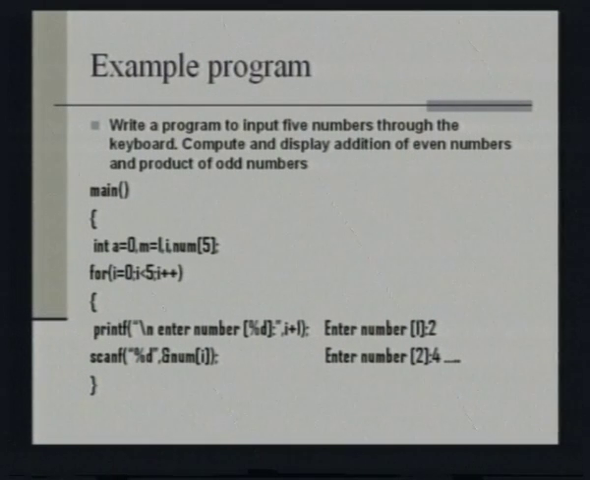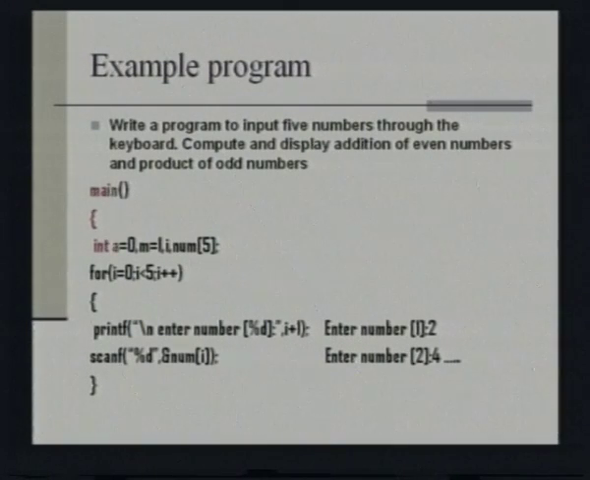This is an example program for 1D arrays: a program to input 5 numbers through the keyboard, compute and display the addition of even numbers and the product of odd numbers. So I am entering 5 numbers. In that I may enter even numbers or odd numbers. The program is supposed to identify the even numbers and add them, and the odd numbers and multiply them. So how am I going to perform this using an array?